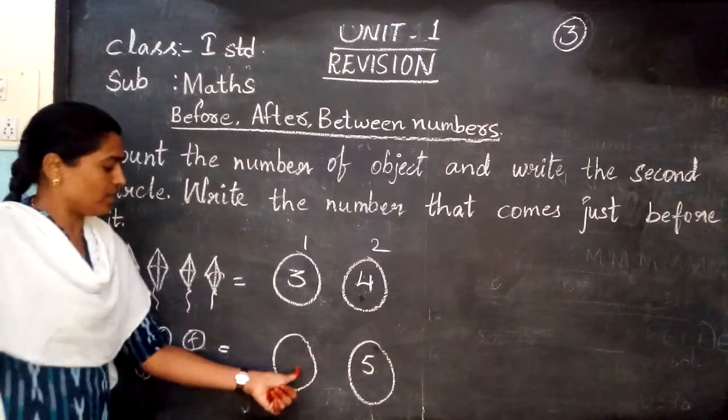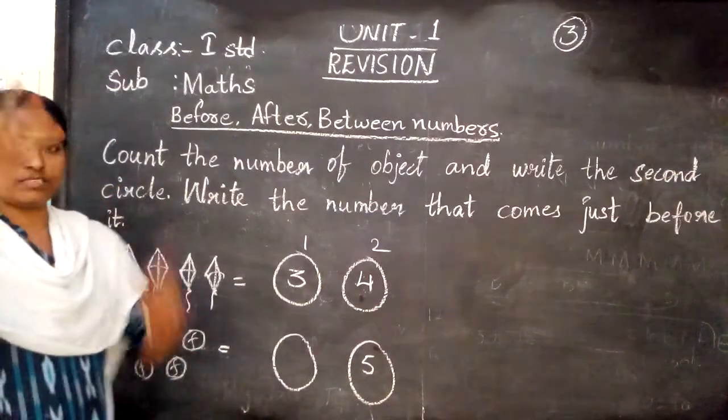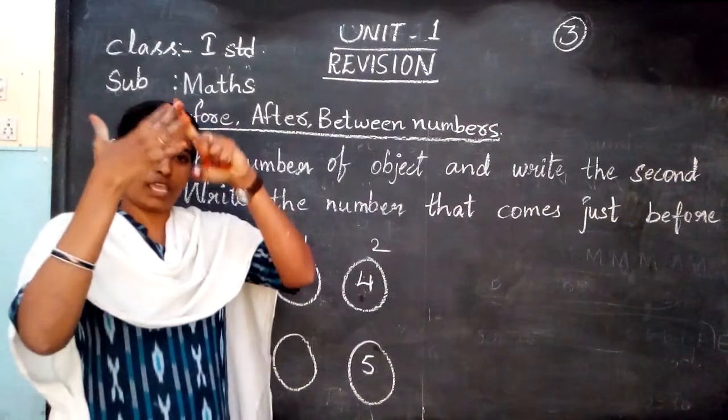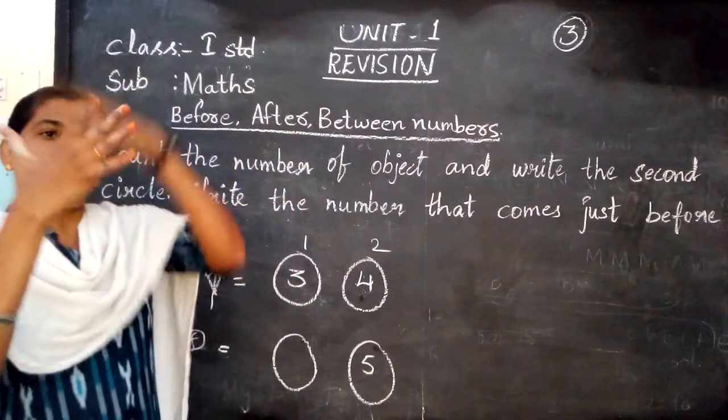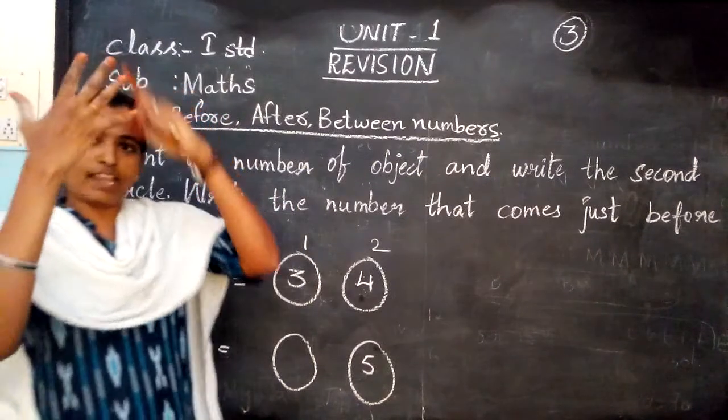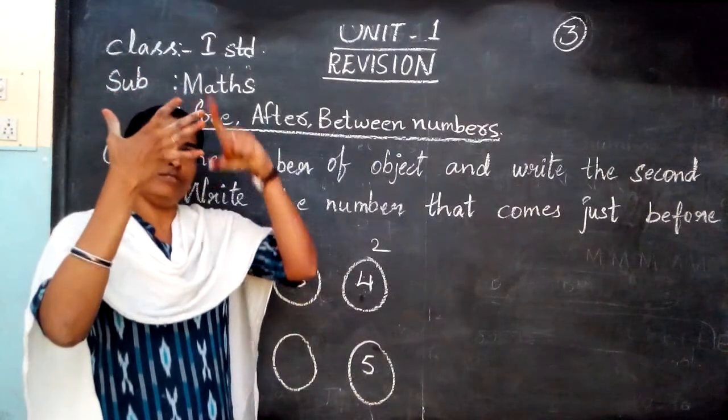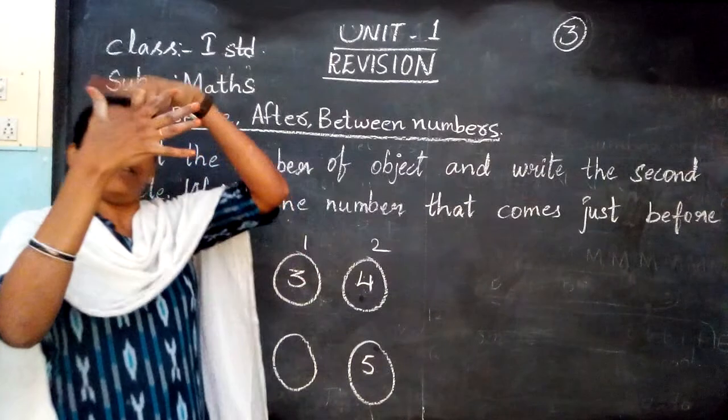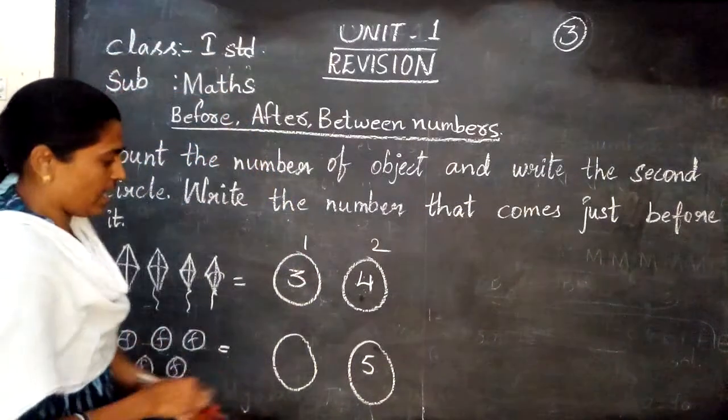And 5 before, what number will come? Let us count the fingers. 1, 2, 3, 4, 5. 5 before what is this? Again let us count. 1, 2, 3, 4, 5. 5 before number 4. Okay.